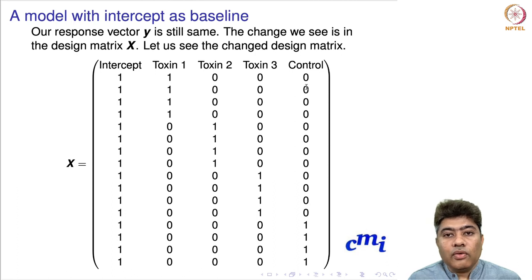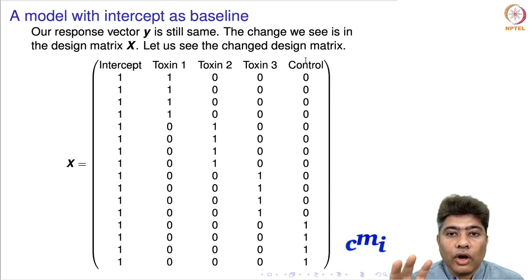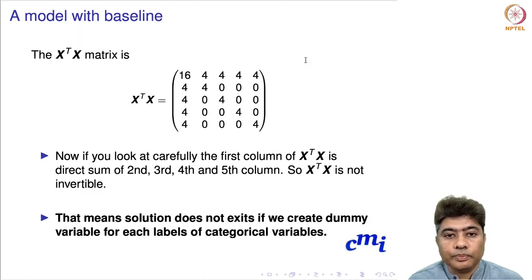In the previous video, we found that if you create a dummy variable for each of the labels of your predictor variable, in this case treatment, then it is going to give you trouble. Your design matrix is going to have less than full rank. As a result, your design matrix will not be invertible and you will not have a unique solution.